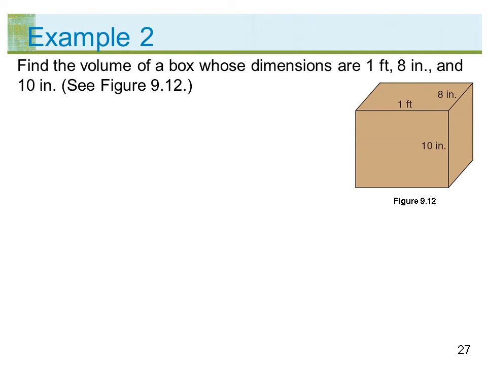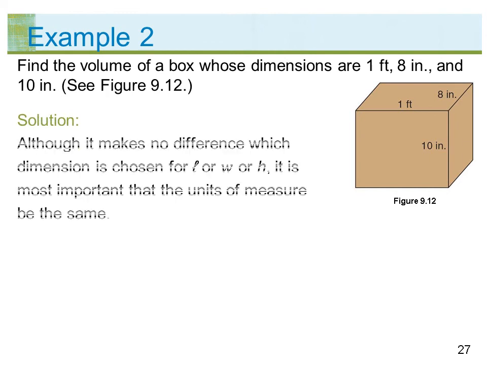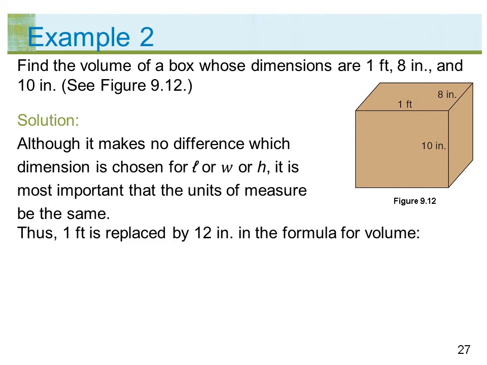See Figure 9.12. Solution. Although it makes no difference which dimension is chosen for L or W or H, it is most important that the units of measure be the same. Thus, 1 foot is replaced by 12 inches in the formula for volume. V equals LWH equals 12 inches times 8 inches times 10 inches. Volume equals 960 inches cubed.